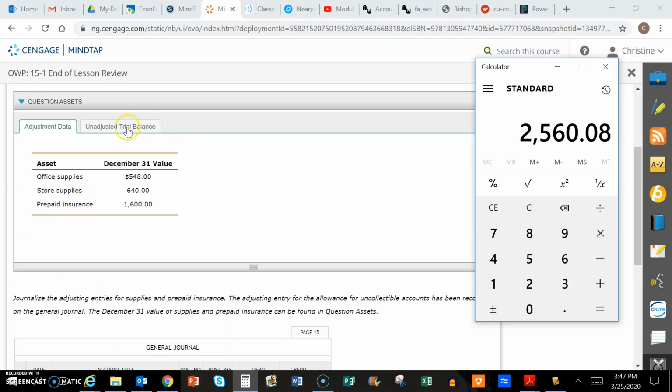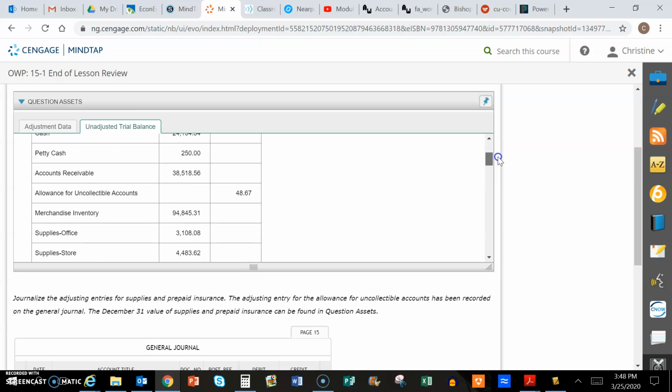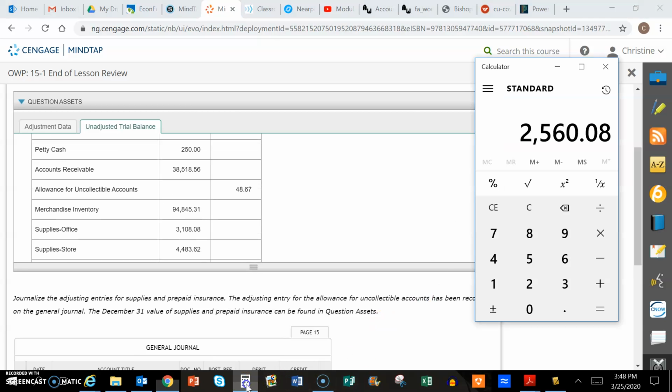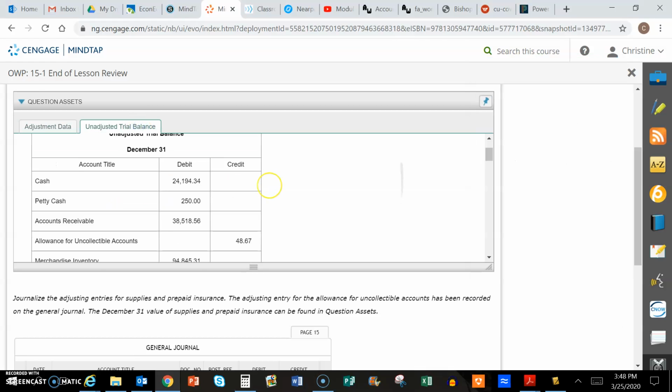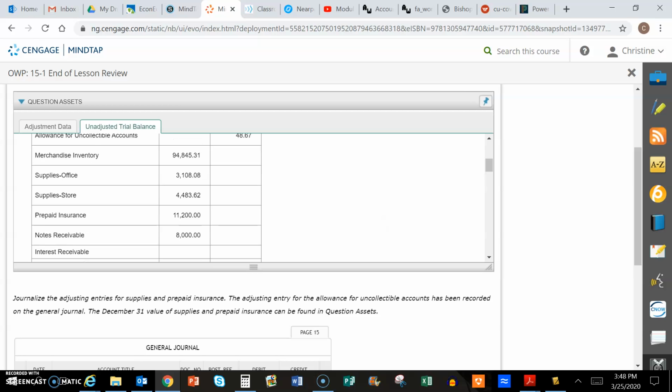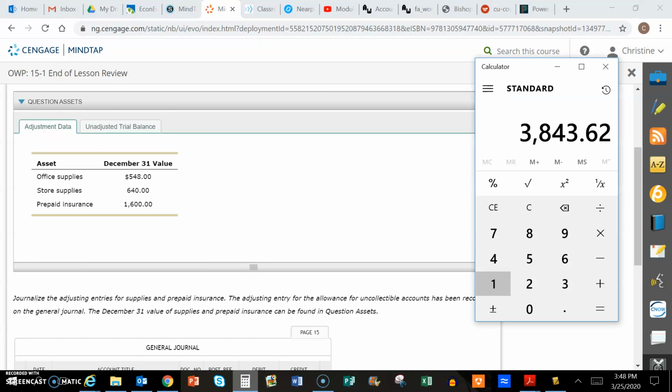Store supplies. I go back to my unadjusted trial balance and look at supplies store, 4483.62, minus the 640 they're saying I have left. So I used 3843.62. Again, I'm writing it down on my notepad and then I'll come back to it. Prepaid insurance is 1600, that's what I have left. I started with 11,200, so 11,200 minus my 1600 is 9,600 for my insurance.